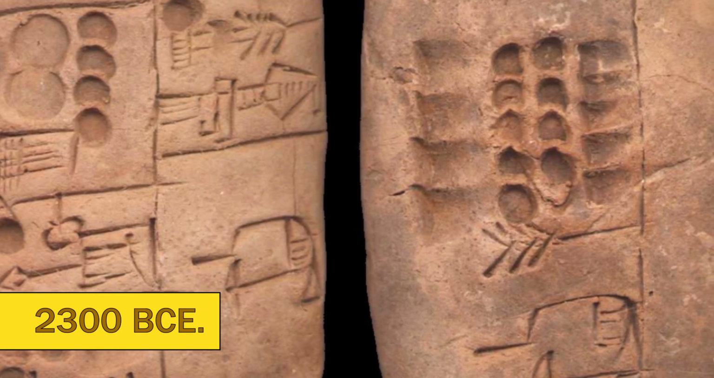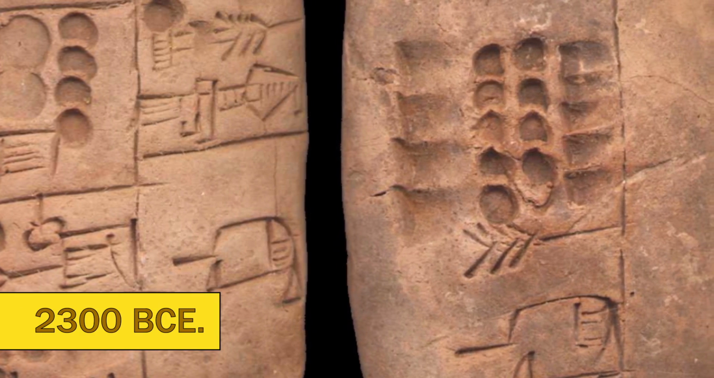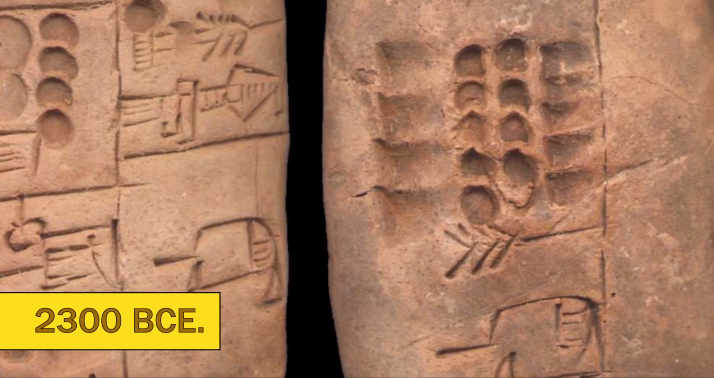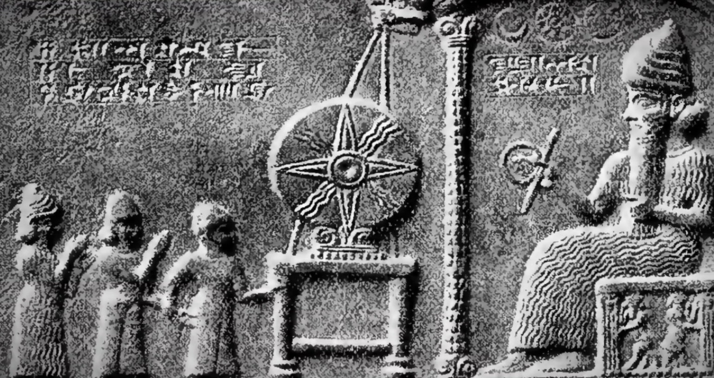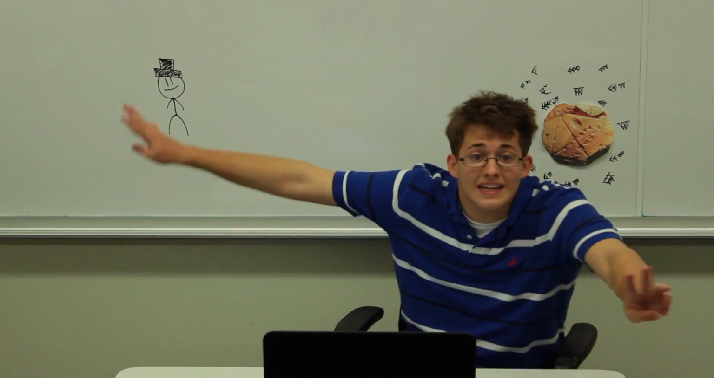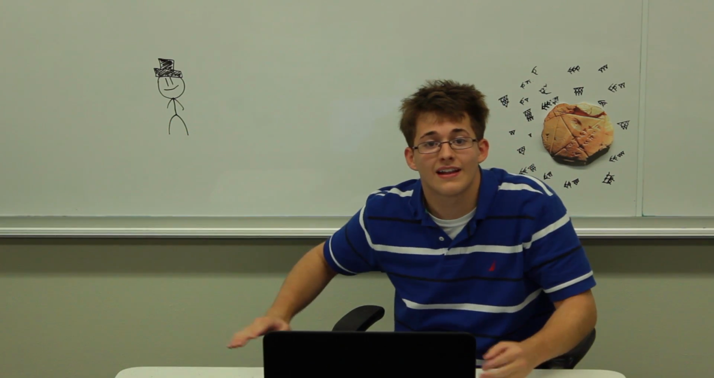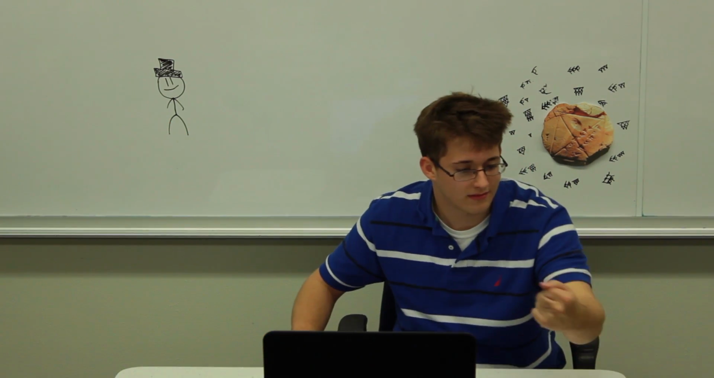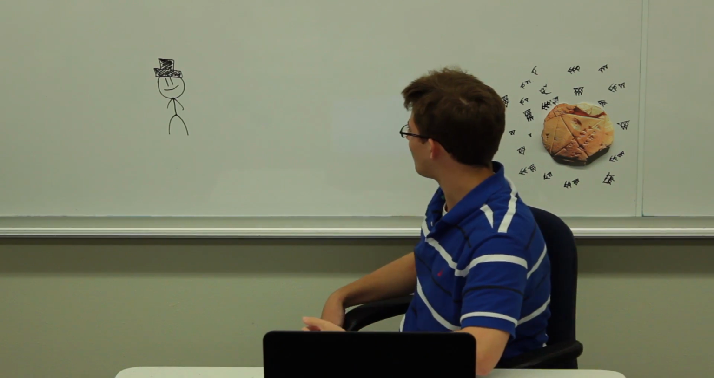By 2300 BCE, the Sumerians had developed a complex system of metrology, the science of measuring. They had more than 20 units for length, weight, area, volume, and time. We only have 3 basic SI units for weight, length, and time. Wait, what?